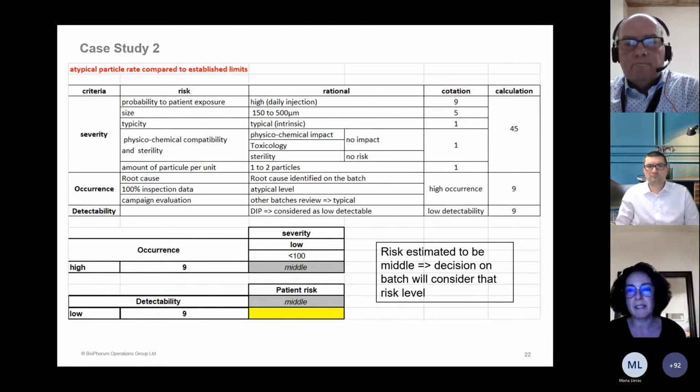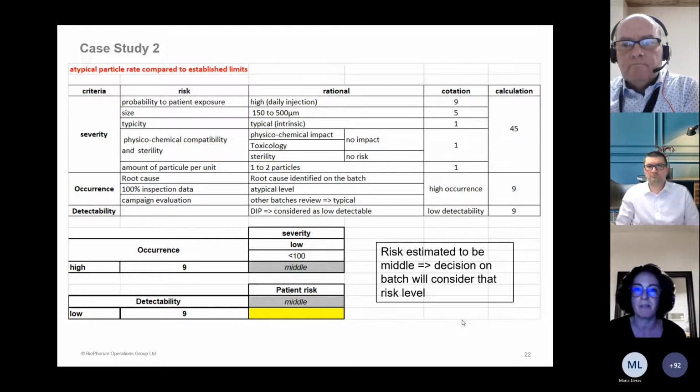So just to conclude on this, it is really a helpful tool that mainly allows us first to standardize the decisions. Since we have this tool in place, 99% of the decisions are really standardized. Of course, you still have some outliers with totally atypical events that you should discuss. But for most of the cases, it's really helpful to make the decision on the batch.